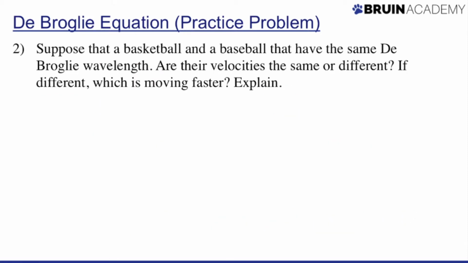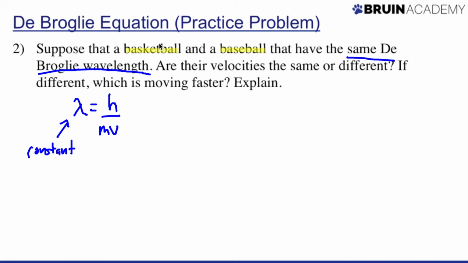Okay, so let's try a different example. So this example says, suppose that a basketball and a baseball have the same de Broglie wavelength. Are their velocities the same or different? If different, which is moving faster? And then explain. All right, so let's write our equation down. Our equation is lambda equals h over mv. What they tell us is that these two items, basketball and baseball, have the same wavelength. All right? So that means in both cases, lambda is constant.